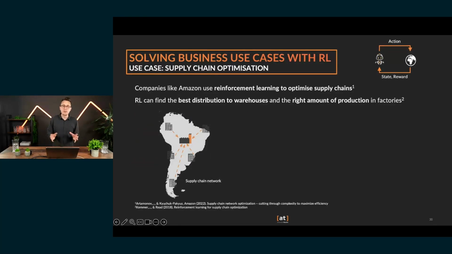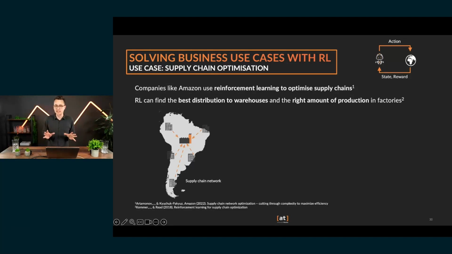So just as a very brief third example that is very different from the two that I've just talked about is the example of supply chain optimization. Reinforcement learning is also a very important tool in the context of logistics. Big companies like Amazon, for example, use reinforcement learning to optimize their supply chains, where the basic idea is that we train a reinforcement learning agent to find the best distribution of products to warehouses or the right amount of production of goods in factories.